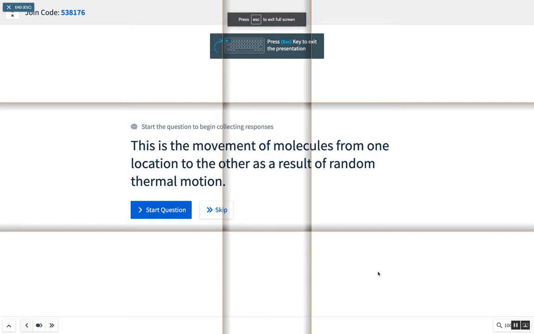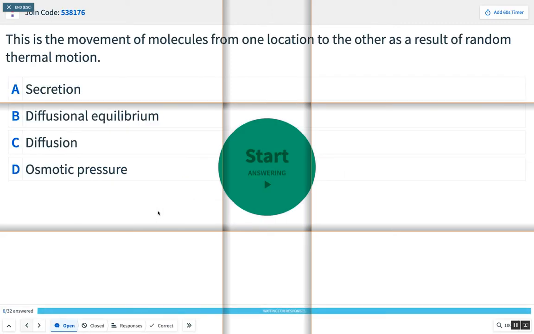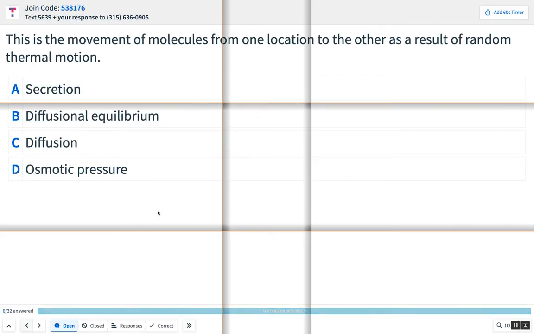The first question is a definition, and remember, terminology is pretty big on the first exam as well. This is the movement of molecules from one location to the other as a result of random thermal motion. So this is a definition. Is this the definition of secretion, diffusional equilibrium, diffusion, or osmotic pressure? We're going to start off easy. All right, pretty easy. Second one's easy, and the third one's hard.